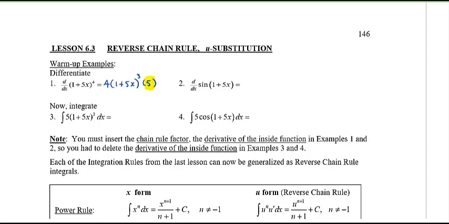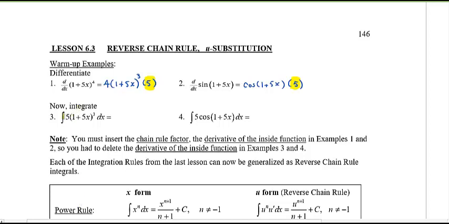Okay, so how about number 2? Oh, we have a sine function now. So the derivative of a sine function is just the cosine function. So cosine of (1 plus 5x). And once again, the derivative of the inside gives us an extra factor of 5. Good. So notice in the derivative chain rule method, we have this extra factor of 5 that always comes out. So what do you think is going to happen when I now try to integrate?